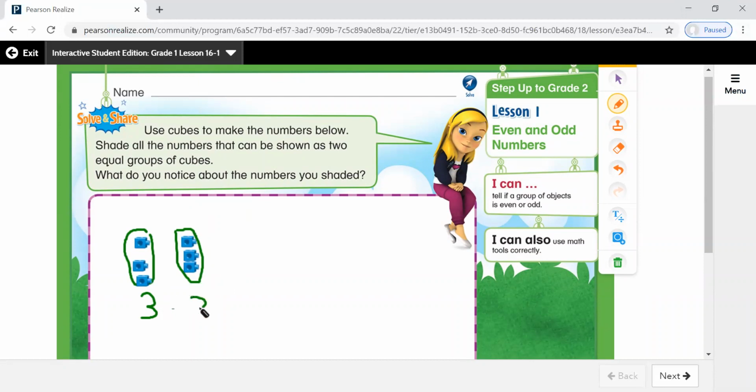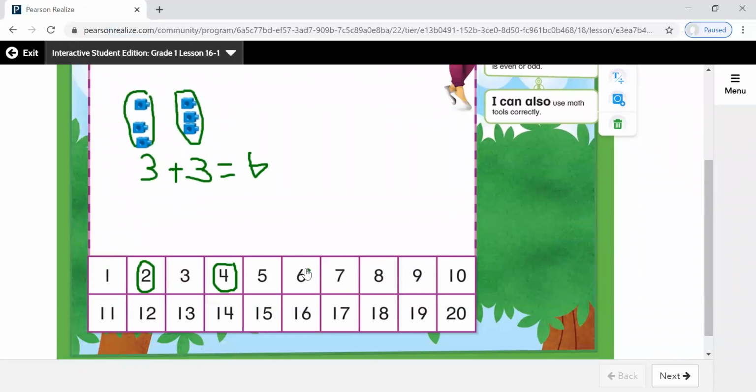Also 3. Very good. So it's a double equation here. 3 plus 3 equal 6. So I will circle number 6 because 6 is even number. Why? Because I can divide it into two equal groups.